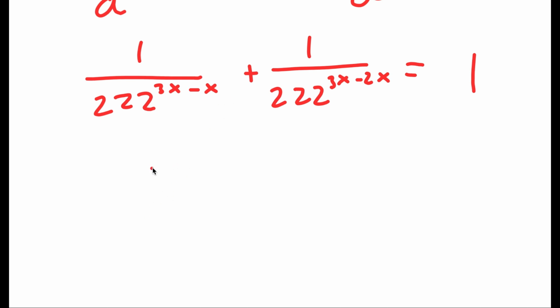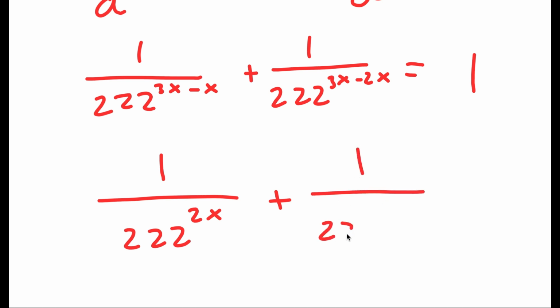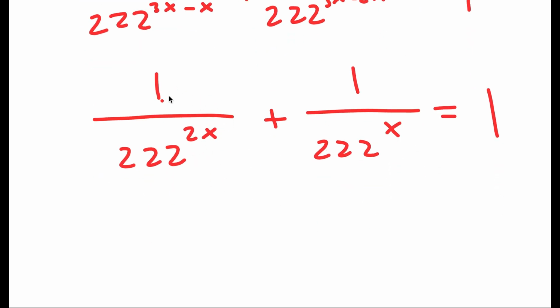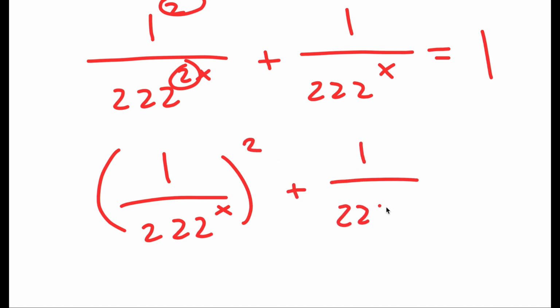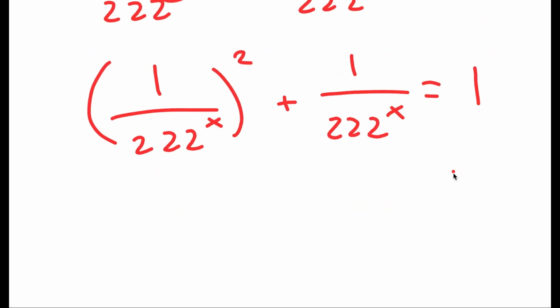Now 3x minus x is 2x, so I get 1 over 222 to the power of 2x plus 1 over 222 to the power of x is equal to 1. Now, for 1 over 222 to the power of 2x, 1 is the same thing as 1 squared. And because both of these have exponents of 2, I'm going to rewrite this as 1 over 222 to the power of x, all to the power of 2. Now I have this plus 1 over 222 to the power of x is equal to 1.